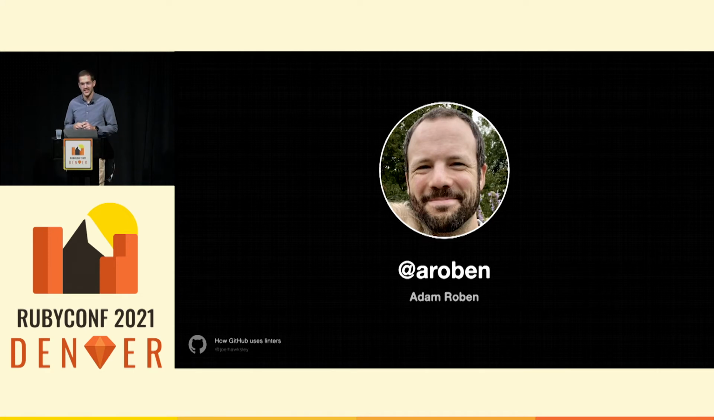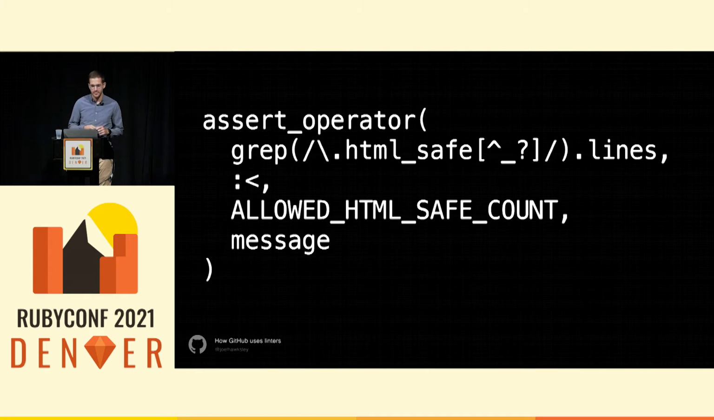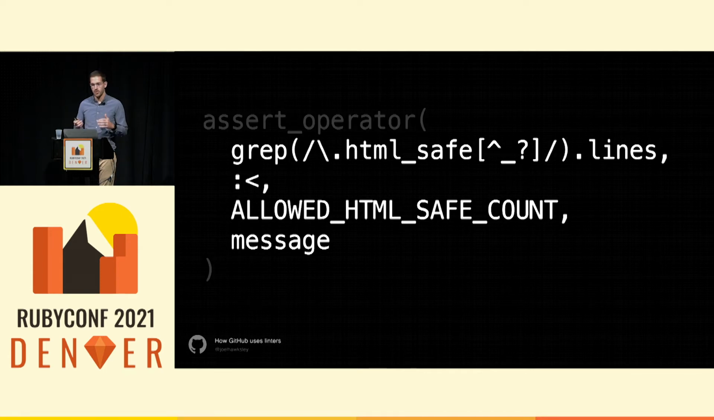So a more complex example is from Adam Robin that discourages the use of the HTML safe method. What we do in this is we use the assert operator method, and we grep for the HTML safe method using a little regex here. And then we assert that the number of lines that match is less than this constant that we define in the file. And if not, we display, as you can imagine, a nice helpful error message that says why we want to avoid this method.